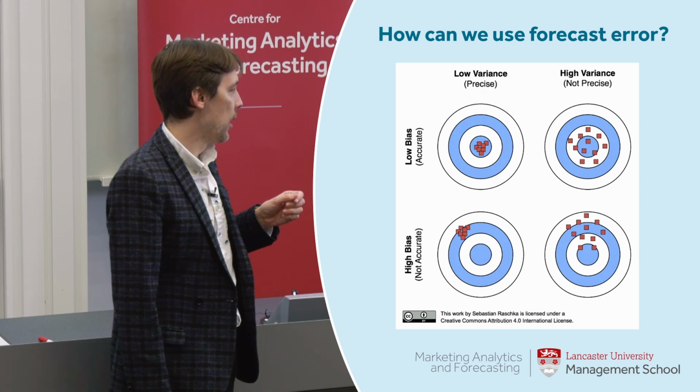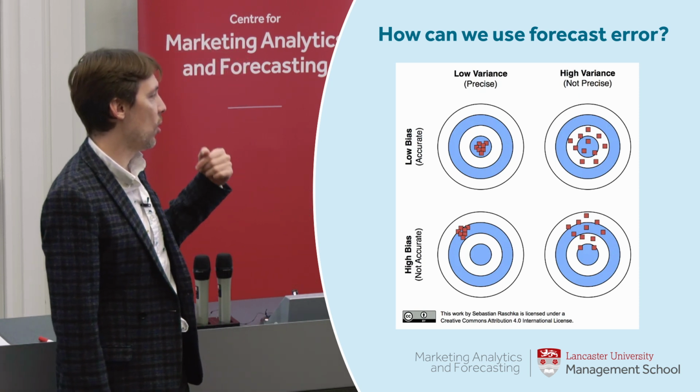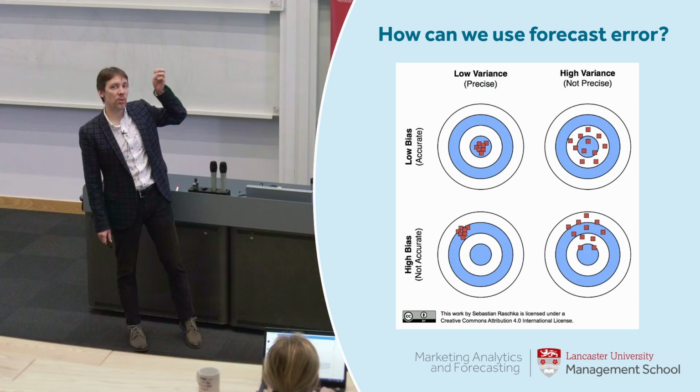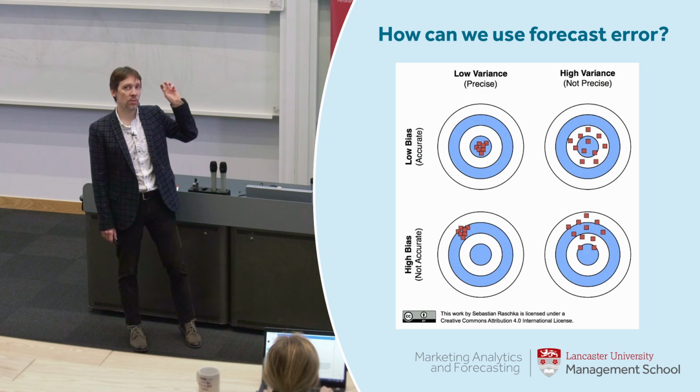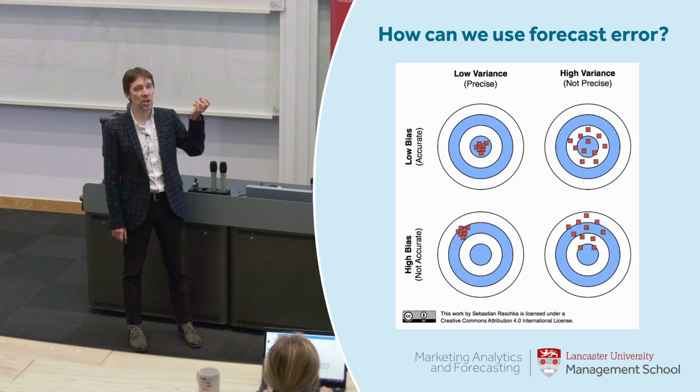When it comes to high bias but low variance, you can see that the points lie outside. They are not in the center. So we see that there is a systematic issue here.